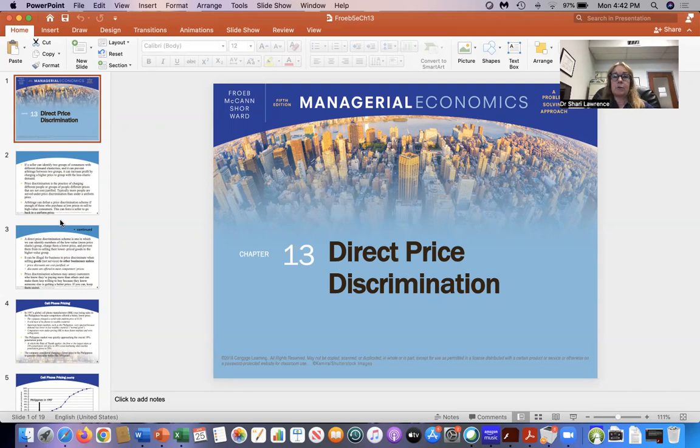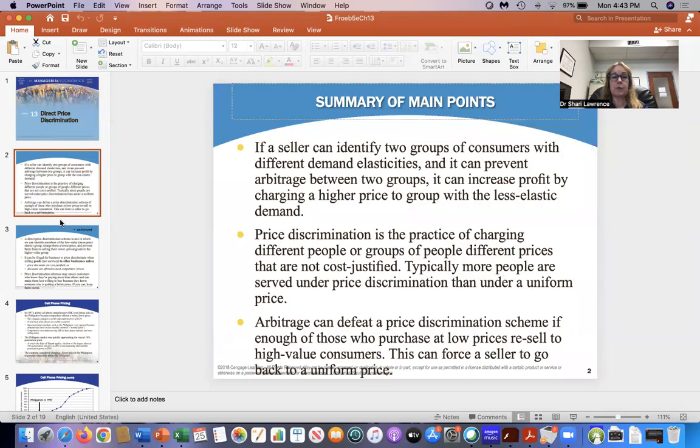So in both of those categories, you can identify the customers. You're identifying the customers by age, so you can discriminate by age, and that's called direct price discrimination. Just remember, direct price discrimination is when you can identify the various consumer groups or customers, as opposed to indirect price discrimination, which we'll be talking about in chapter 14, when you don't know who the customers are. You can't identify the different groups. Okay, so let's look at the main points of the chapter.